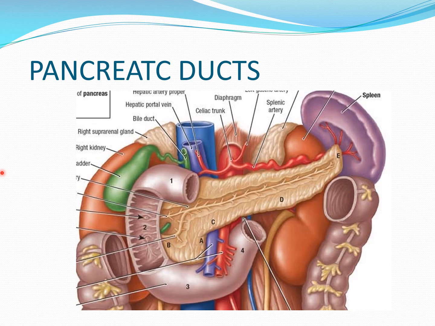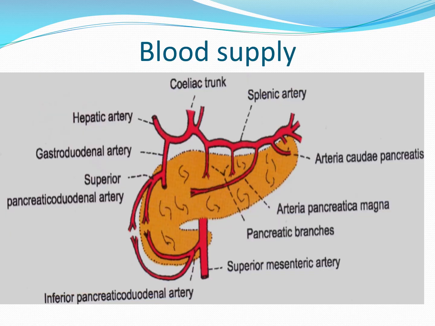So here this is the pancreatic duct. This is the main pancreatic duct and the second one is the accessory pancreatic duct. Both open at the second part of the duodenum.